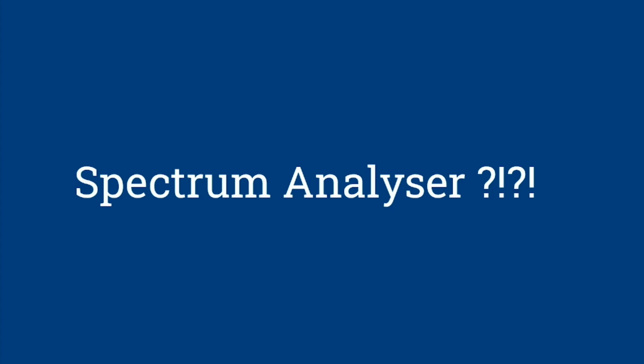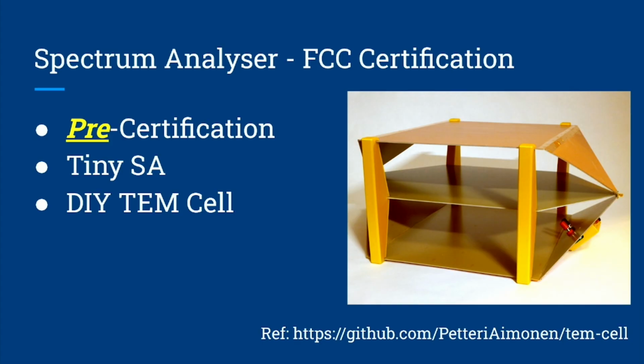So I'm taking too long with all these things. I'll quickly go through some of the other slides. Spectrum analyzer. I haven't built it yet, but this is called a TEM cell. What it does is it basically pretends to be a giant coax cable. You put your board or whatever you're testing in that bottom bit, hook up a spectrum analyzer, and you get a rough idea of how badly, or not so badly, your board is emitting RF.